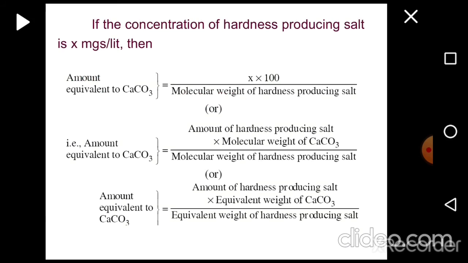If the concentration of the hardness-producing salt is x gram per liter, the amount equivalent to calcium carbonate equals x into 100 divided by the molecular weight of the hardness-producing salt. Otherwise, it is written as the amount of hardness-producing salt into the equivalent weight of calcium carbonate divided by the equivalent weight of the hardness-producing salt. Here 100 is the molecular weight of calcium carbonate and x is the amount of hardness-producing salt.